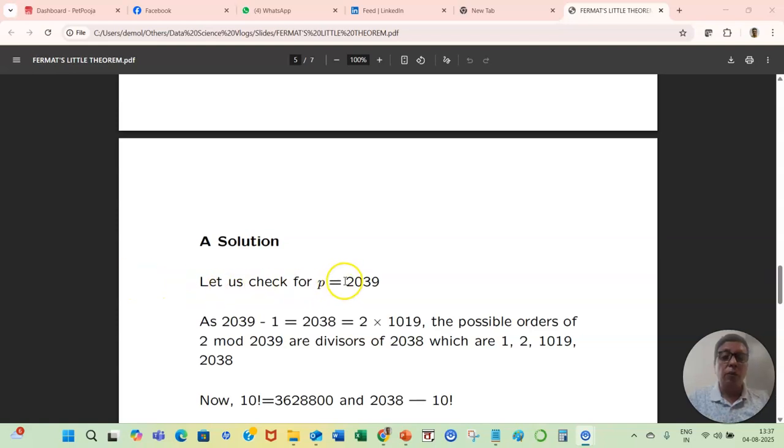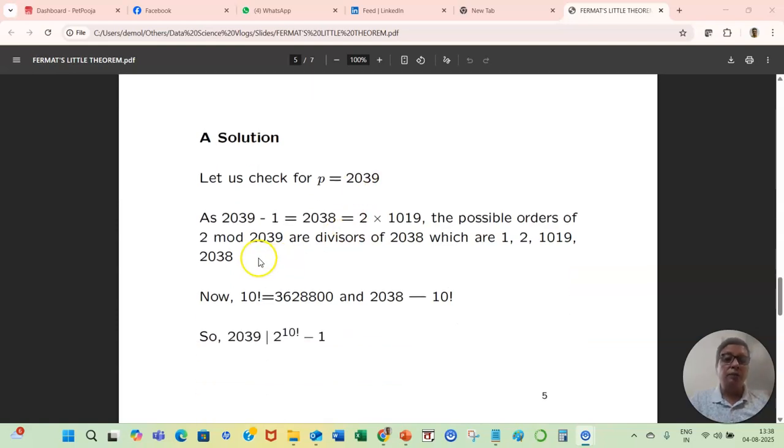Let us check for p equal to 2039, which is a prime number between 2000 and 2075. How we arrive at 2039 is not clear to me. 2039 minus 1 equals 2038, which is 2 times 1019. The possible orders of 2 mod 2039 are divisors of 2038, which are 1, 2, 1019 and 2038. This is the factorization of 2038.